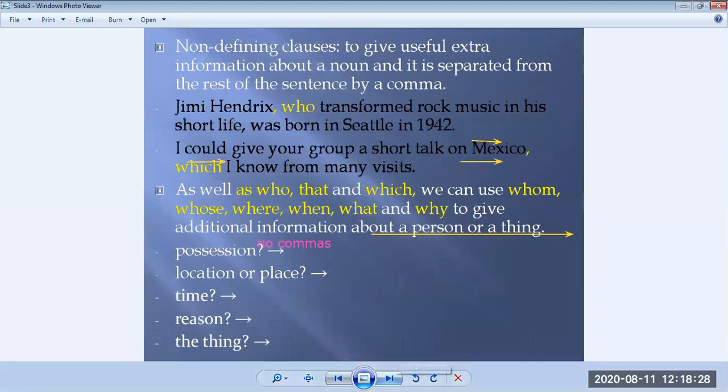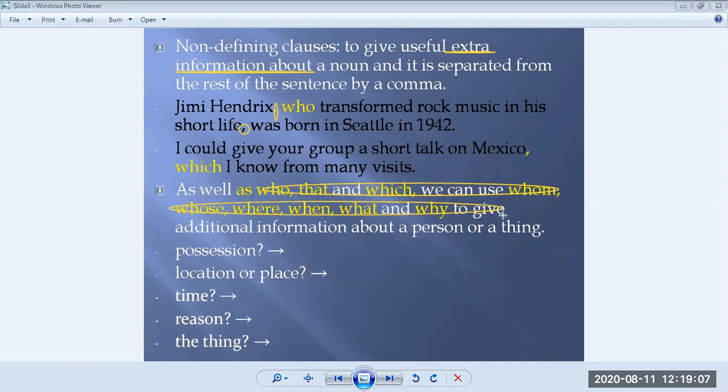Over here. Next one. Non-defining. How is the non-defining? Non-defining is here. We use a comma here and another comma here. And it gives extra information. Okay. And also we use who, that, which and whom, as well as whose, where and when to give additional information. So which I have told you: possession, location, time, reason and thing. Okay.